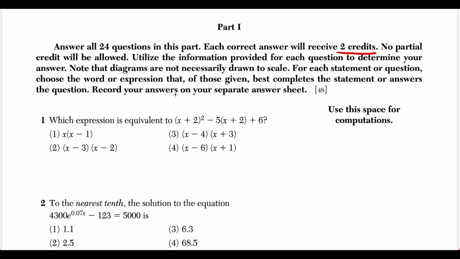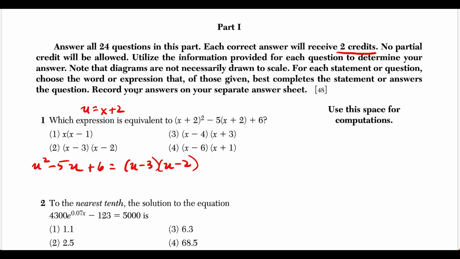And first up here, we have which expression is equivalent to this. So there's 2 paths that we could go here. One thing you could imagine is that we have u equals x plus 2, and then we could rewrite this as u squared minus 5 times u, so we're just making a substitution here, plus 6, and then this would factor to u minus 3 times u minus 2.